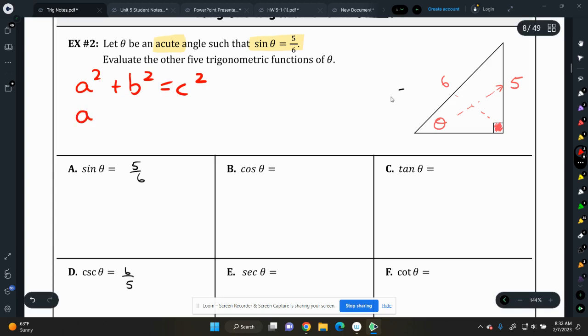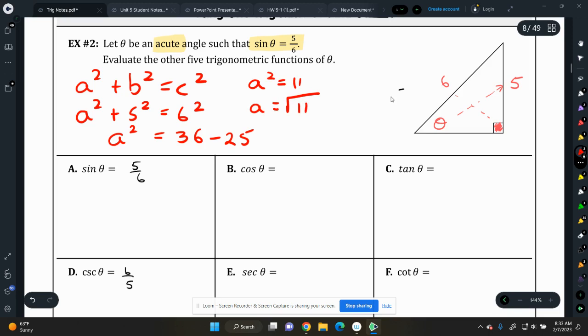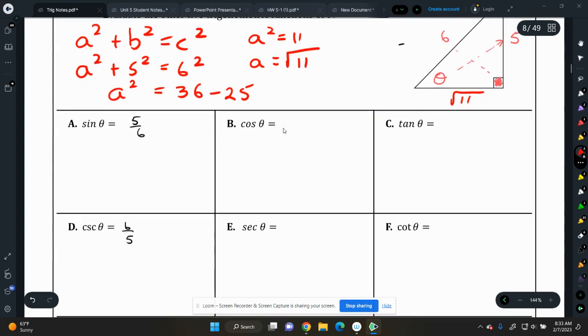So that means we have a squared plus 5 squared equals 6 squared. So a squared equals 36 minus 25. So a squared equals 11, which means a equals the square root of 11. And you're going to leave it just like that. You do not need to take it out of the radical. So we'll just leave it as the square root of 11. Okay. Now I have all three sides of my triangle. Now I can go ahead and figure out the rest of these trig functions.